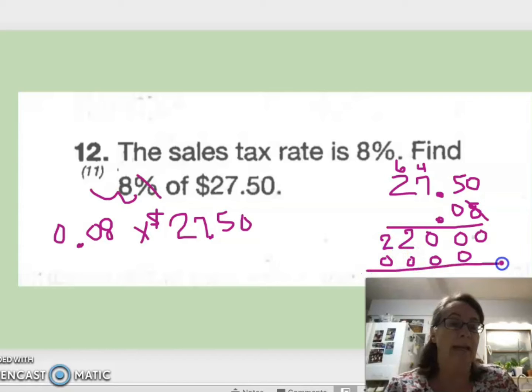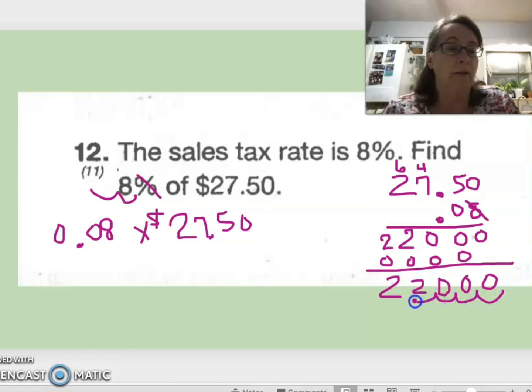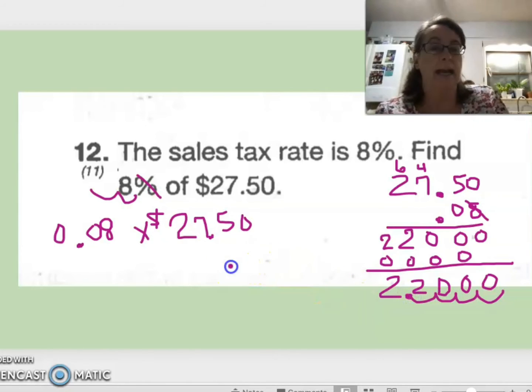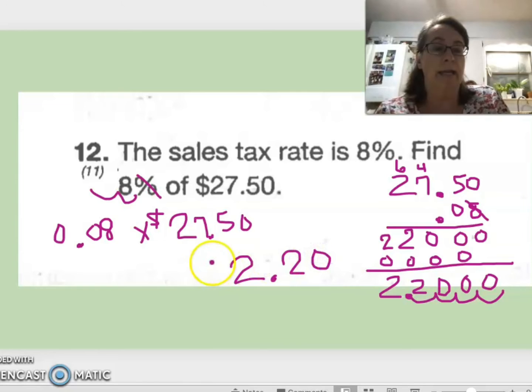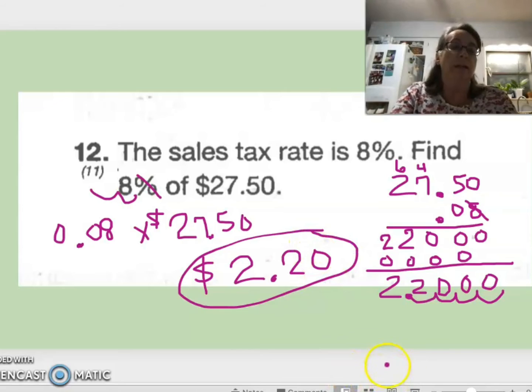Okay, so now we're ready to add. Let me get this thing out of our way. Okay, so now we're going to have 0, 0, 0, 2, 2. Okay, so now how many decimal places? 1, 2, 3, 4. Here's my decimal. 1, 2, 3, 4. So our tax is going to be $2.20 on $27.50. Please make sure you circle or box your answer. A lot of you are very bad about that, okay?